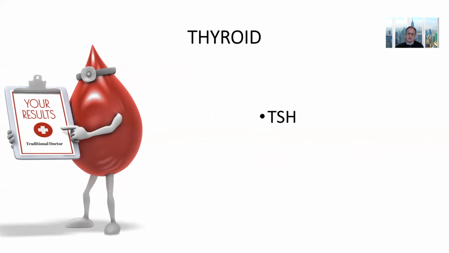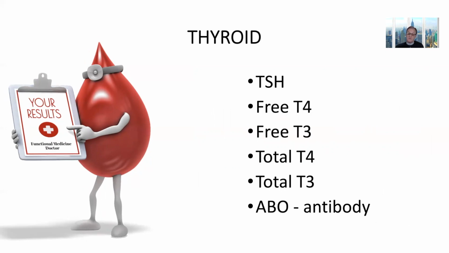Thyroid. Your traditional doctor will run TSH. That's what they run. The functional medicine doctor looks at TSH also, but we also look at free T4, free T3, total T4, and total T3. And if we think that you possibly might have Hashimoto's disease, we run the antibody test also to see about that.